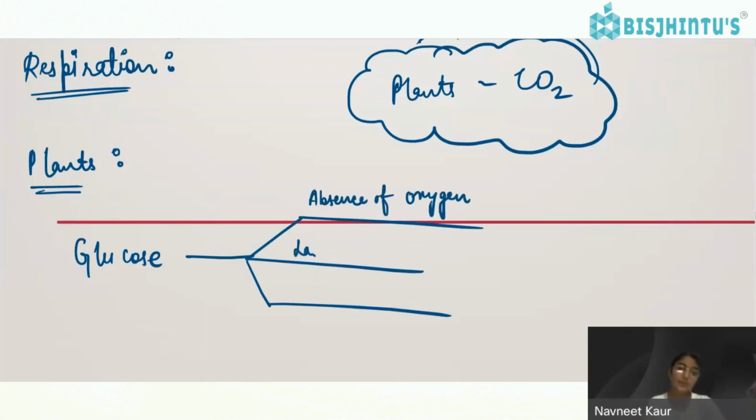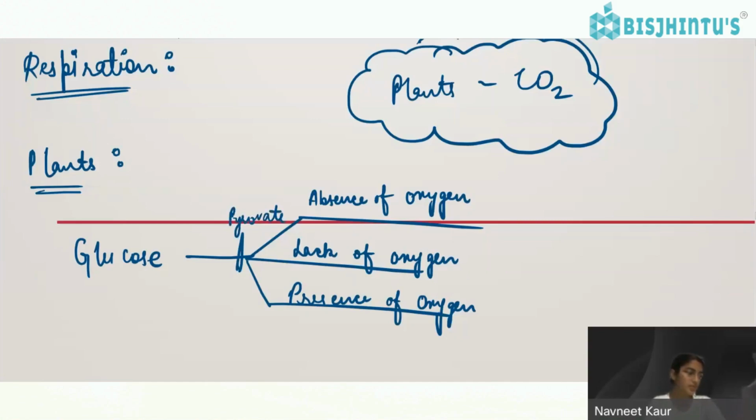The second one is जहाँ पर oxygen present तो है but it is in less quantity. That is lack of oxygen. And the third is presence of oxygen, जिसमें oxygen present भी है and is in sufficient amount. So here one more thing is pyruvate plus energy. Okay, then it is converted down and it takes place in the cytoplasm.